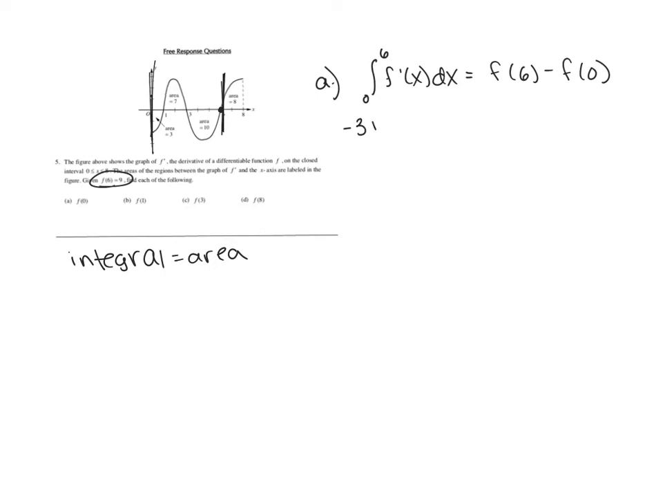So negative 3 plus 7 minus 10 has to equal f of 6, which is 9, minus f of 0, which is what we're looking for. So this is going to give us negative 6 equals 9 minus f of 0. So f of 0 is going to be 15.